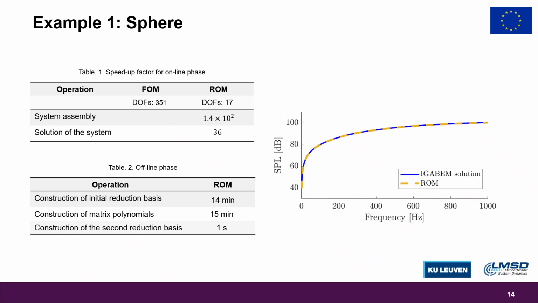With the reduced order model, we can speed up especially the system assembly by a factor of 10 to the power of 2, and also the solution by 36. For the construction of the initial reduction basis, so the offline costs, for this example, the proposed method needs 14 minutes, and for the construction of the coefficient matrices, 15 minutes.